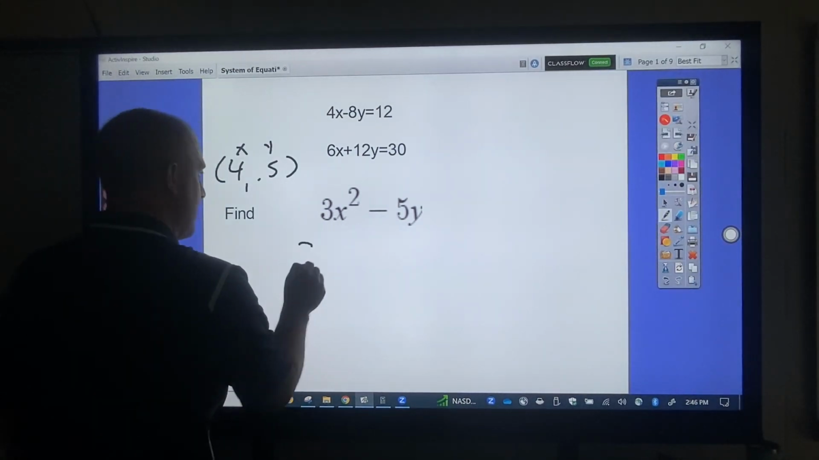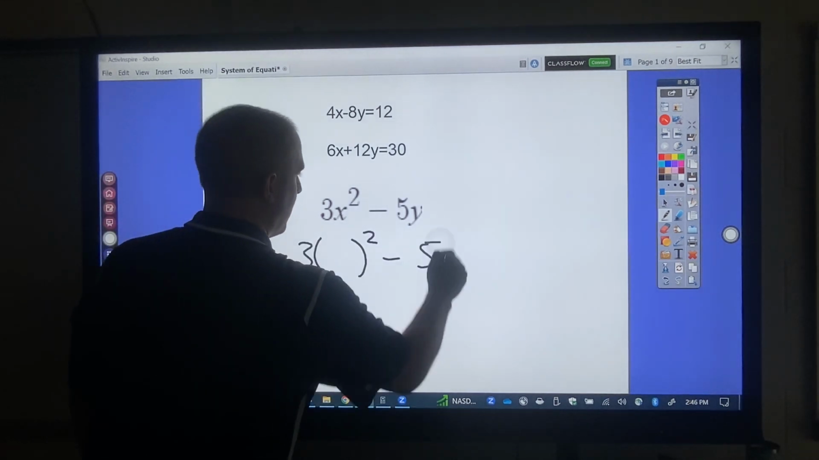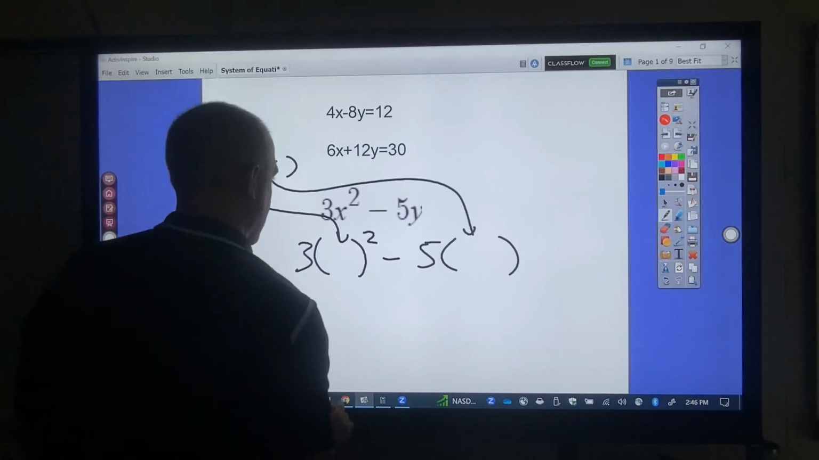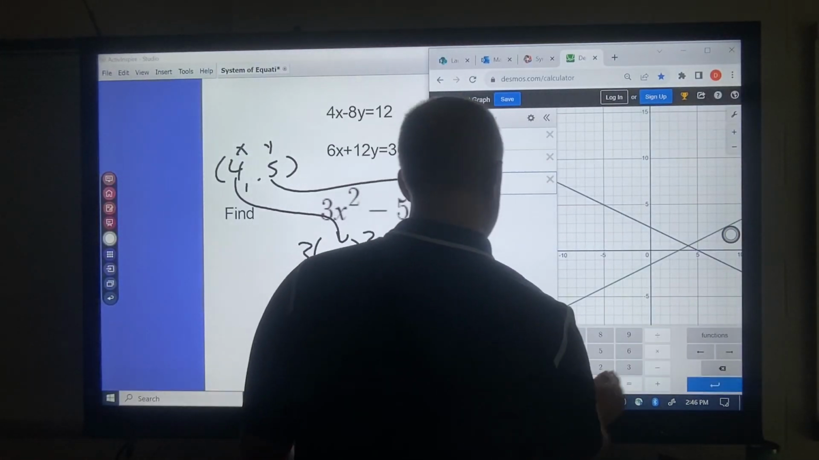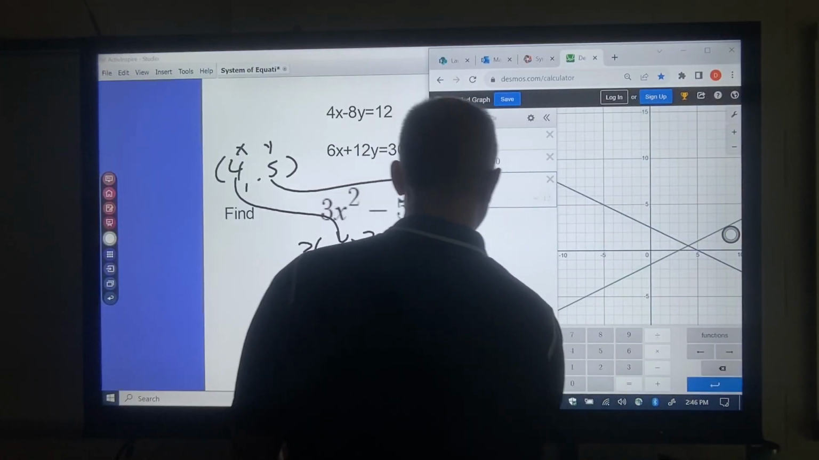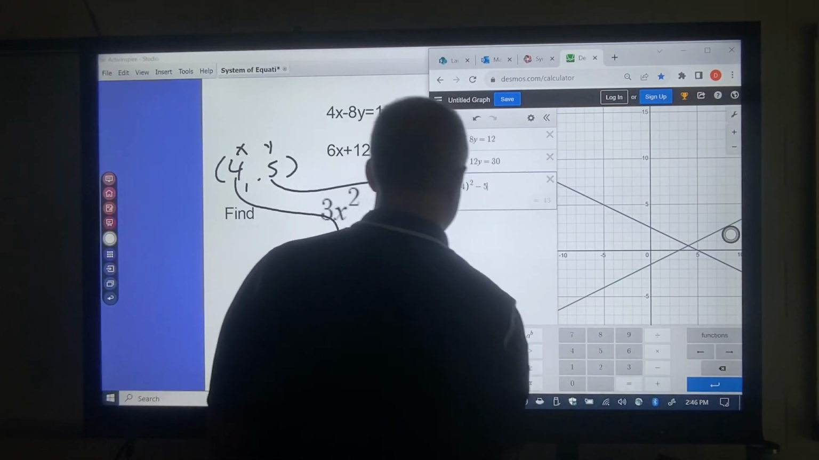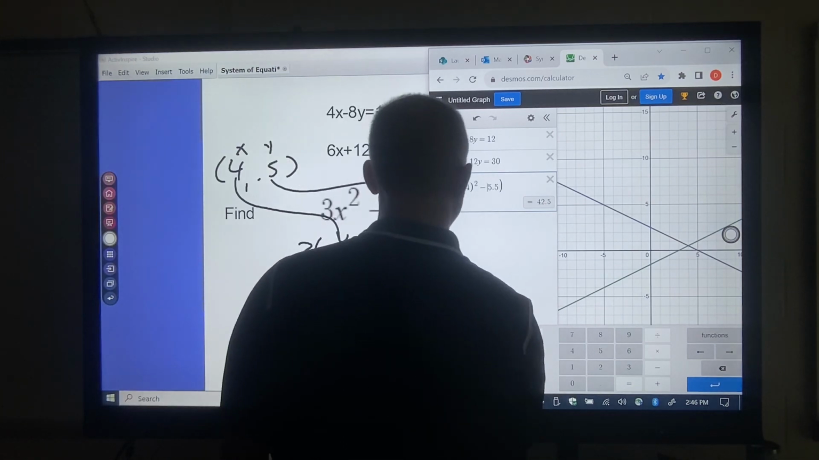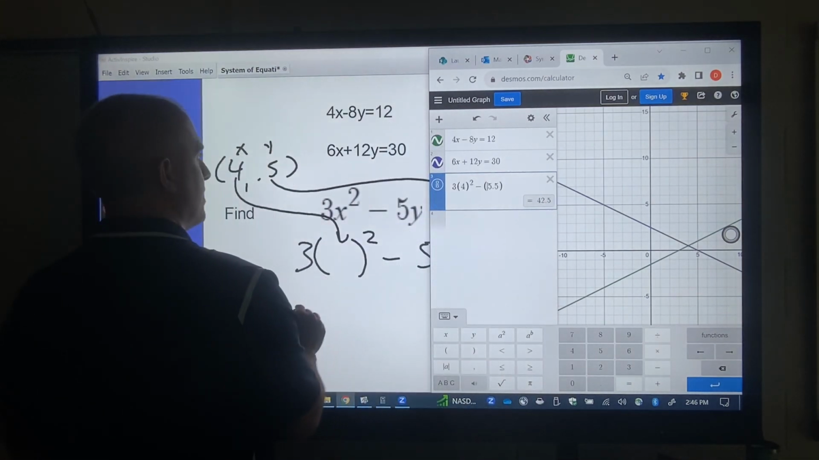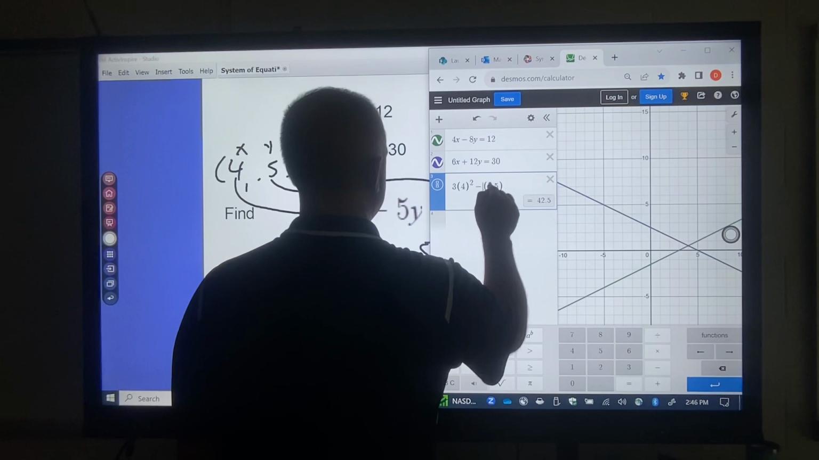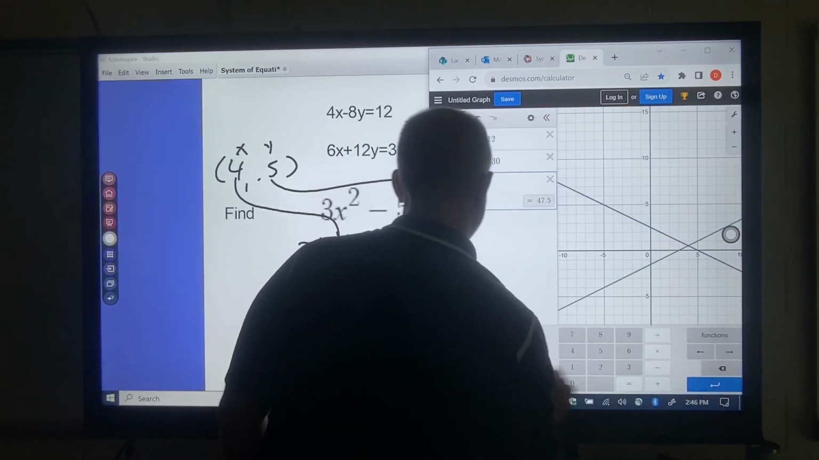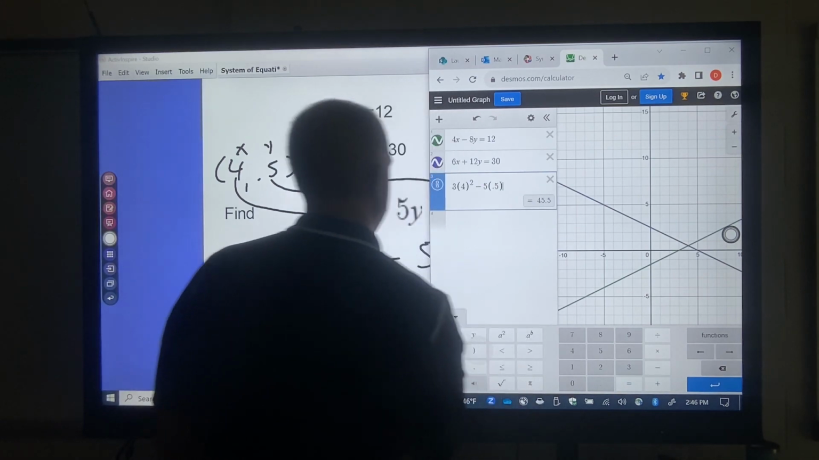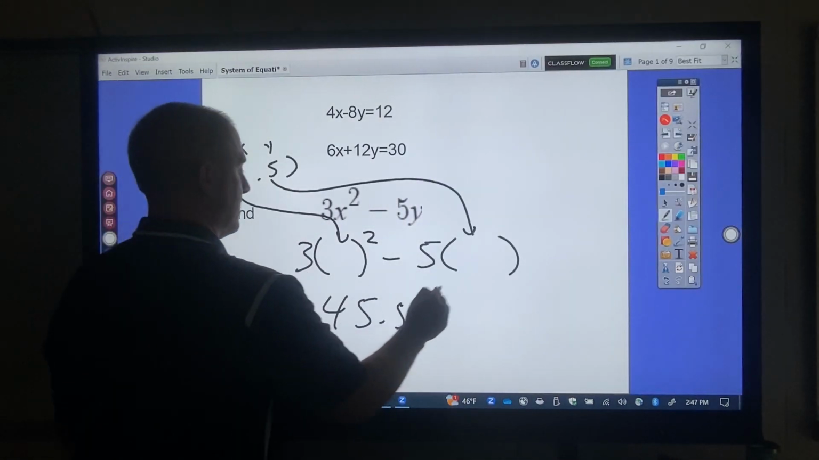Now what they want us to find is this result. So what I'm going to do is put this in here and this in here. Okay, so in that line, I got 3 parentheses, 4 squared minus 5 parentheses, 0.5. So the result, oops, okay, it's 42. It's not right. 5 parentheses, 0.5. That is 45.5 as an answer.